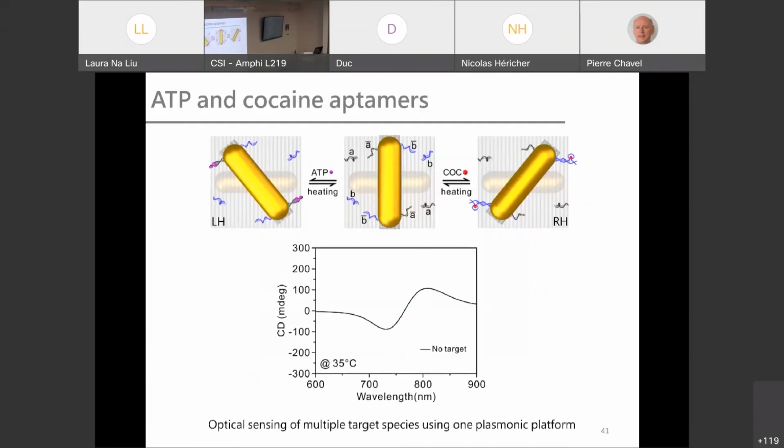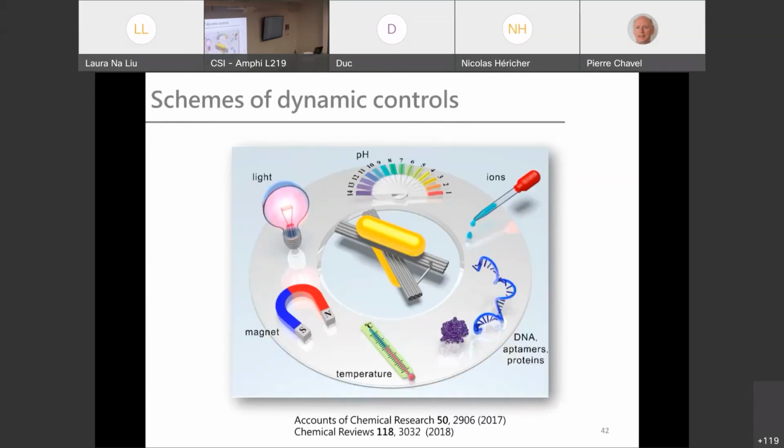Then by reading the optical responses, I can determine what kind of molecules are in my solution and how much, the amount of molecules in the solution, in the sense that with this platform, we can do optical sensing of multiple target species using just one single plasmonic structure. So this is just some insight regarding the applications.